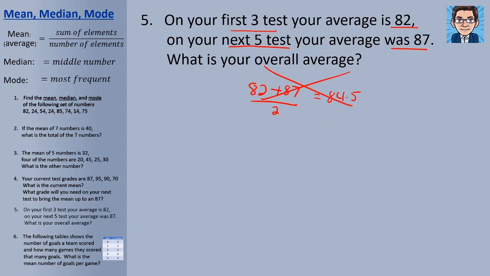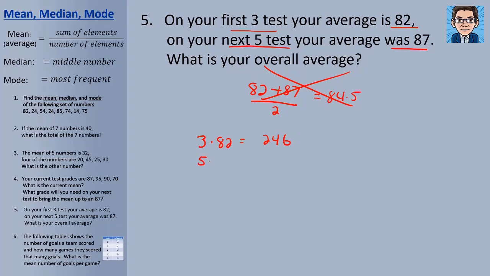That's not the way to calculate this. That's going to get us the wrong answer, because if we have 5 at 87, those should carry more weight than the 3 at the 82. So we'd actually expect our average to be higher than 84.5. So let's take a look at how we would do this. The first 3 tests, we've got 3 tests times 82. So on those first tests, we scored a 246 total points.